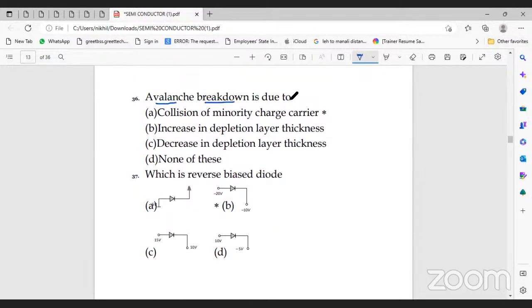Avalanche breakdown is due to what? Avalanche breakdown is due to the collision of the minority charge carriers. Because avalanche breakdown comes into the picture in the case of reverse bias. So in the reverse bias, there will be minority charge carriers.